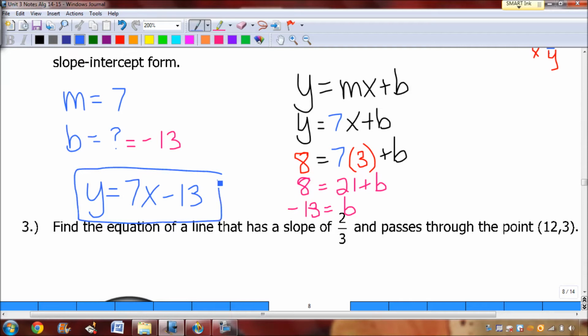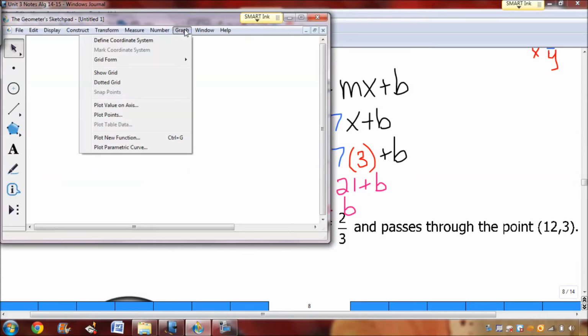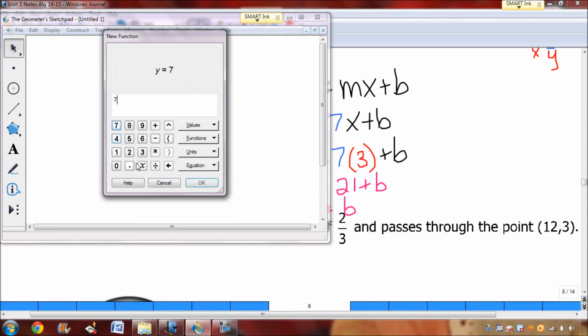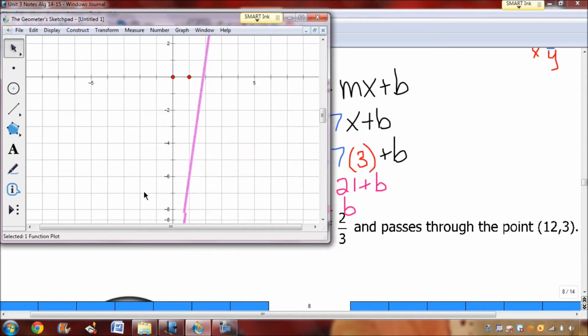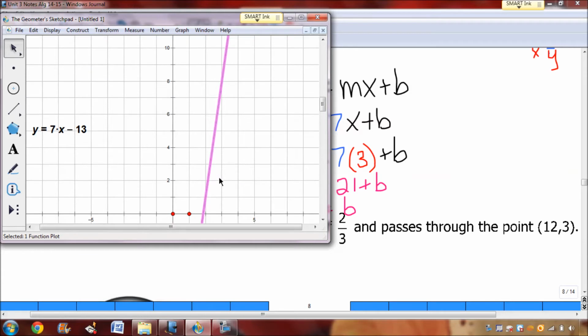Now, I want you guys to notice something. I'm going to graph it out, and we are going to see what happens when we graph it out. So I'm going to go to plot new function, type in my equation. The equation was y equals 7x minus 13, okay? Press enter. Here's my graph. My y-intercept is at -13. Now I know it has to go through the point (3, 8). So if I go to the right 3, 1, 2, 3, and up 8, you'll see that it crosses through this point. So I know it's the right equation.